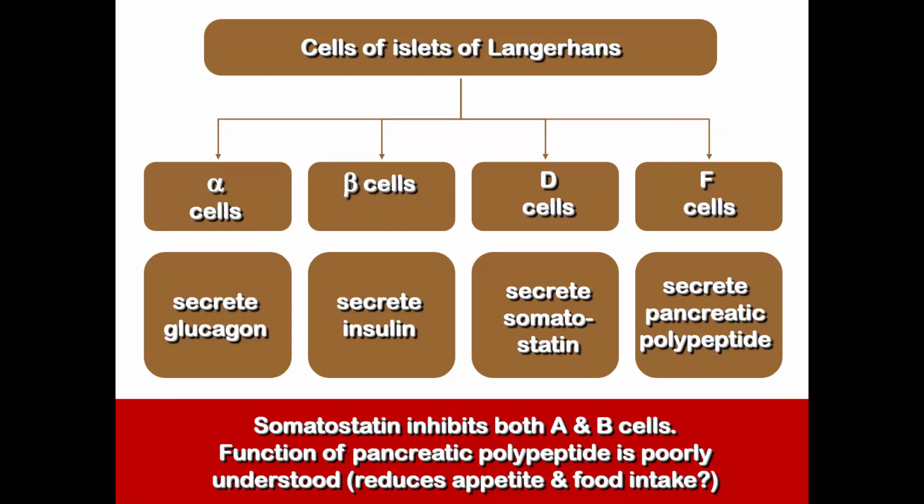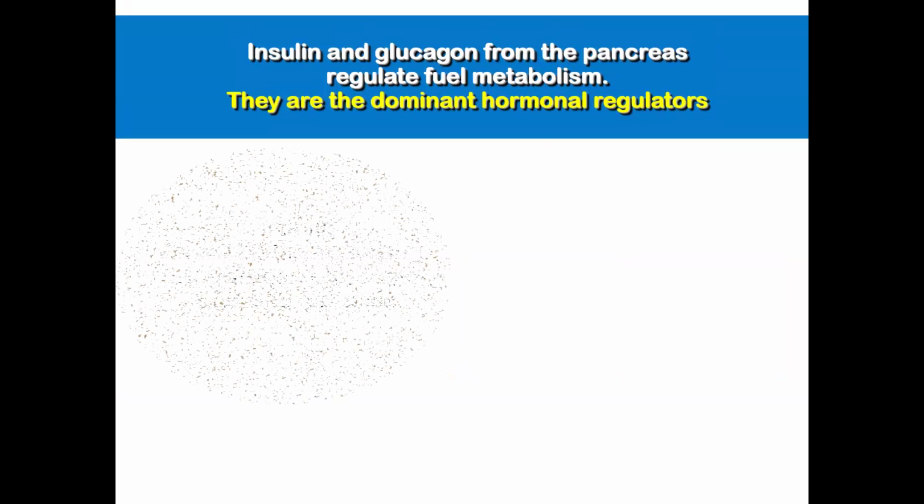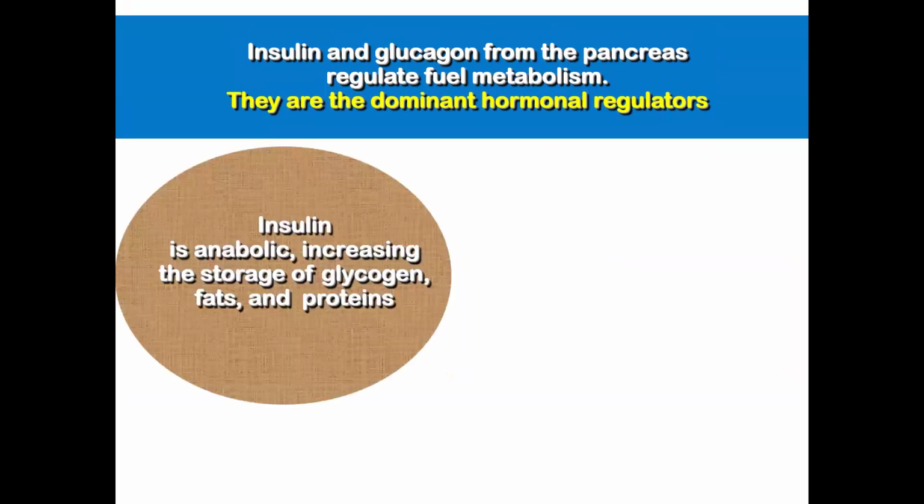So the main hormones secreted from the pancreas are insulin and glucagon. In today's lecture, we will discuss the functions of insulin and glucagon, how they are regulated, and what diseases are associated with insulin. Insulin and glucagon are the main hormones to regulate fuel metabolism, and their functions are opposite of each other.